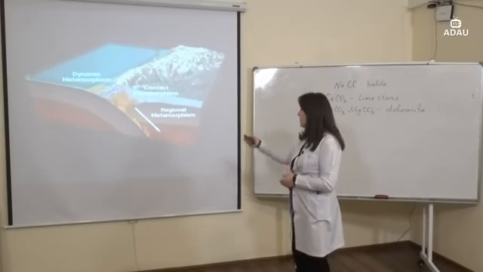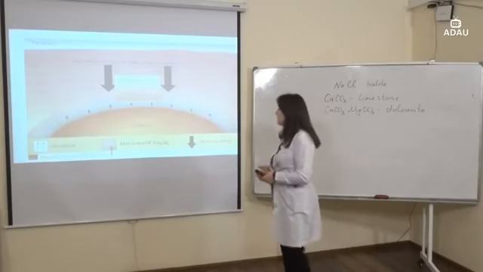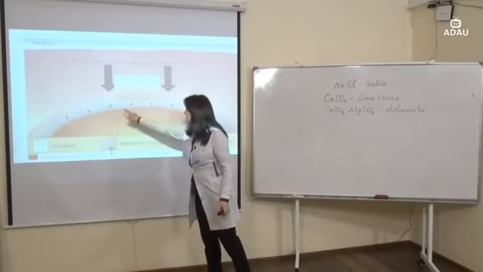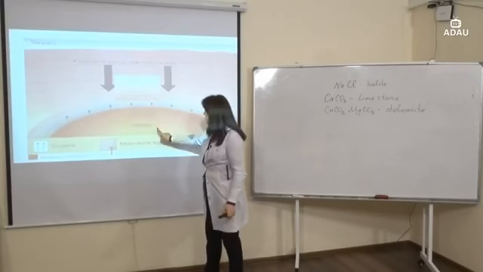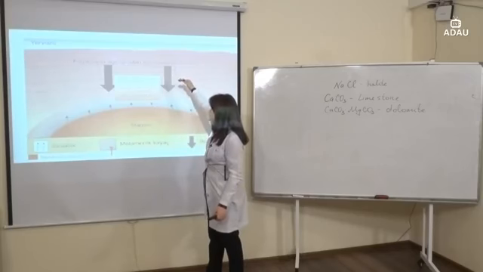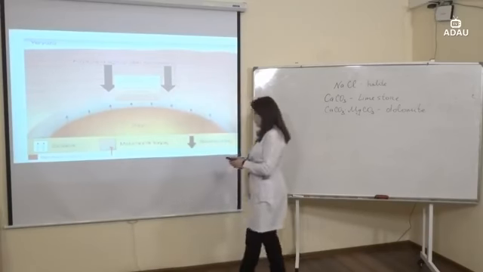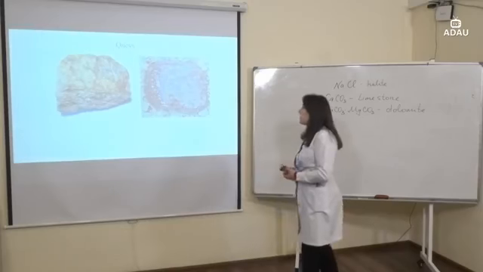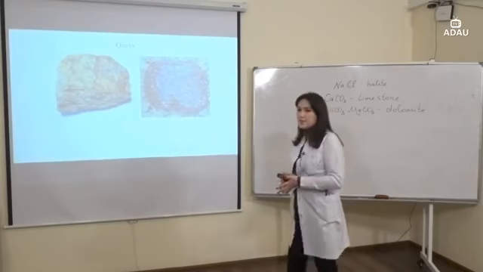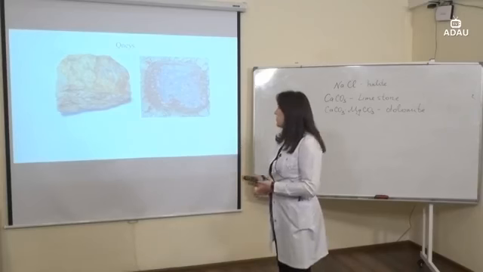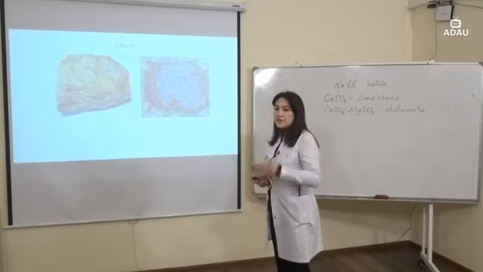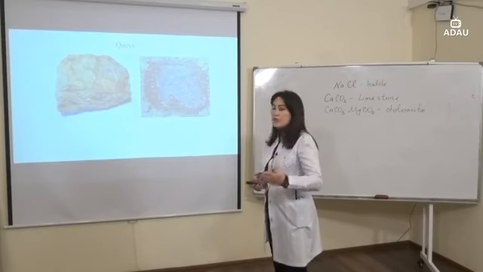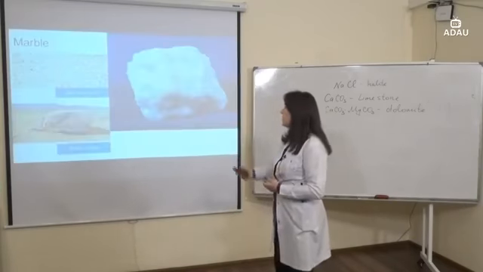Here is a picture of the metamorphism process. This gray place is the metamorphic rock sample, under the high temperature and pressure of the Earth's surface. Gneiss is one of the main metamorphic rocks, formed from granite. Granite, after metamorphosis, changes to gneiss.